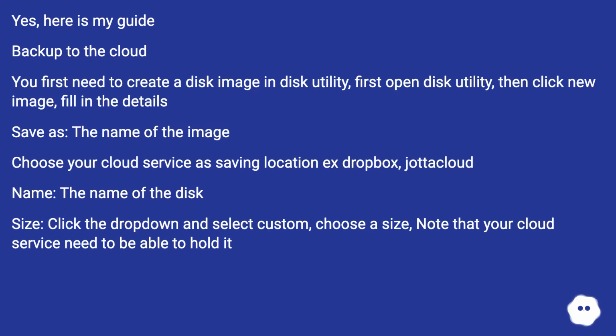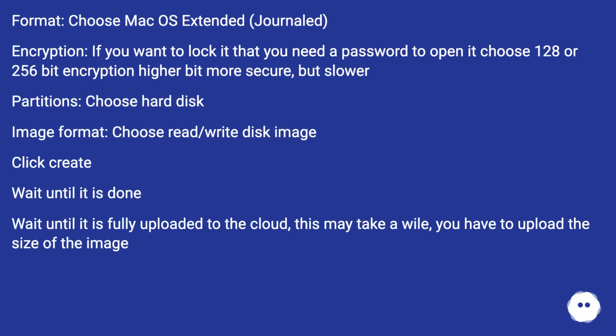Name: the name of the disk. Size: click the drop-down and select Custom, choose a size. Note that your cloud service needs to be able to hold it. Format: choose Mac OS Extended, Journaled. Encryption: if you want to lock it so that you need a password to open it, choose 128 or 256-bit encryption; higher bit is more secure, but slower. Partitions: choose hard disk. Image format: choose read/write disk image.